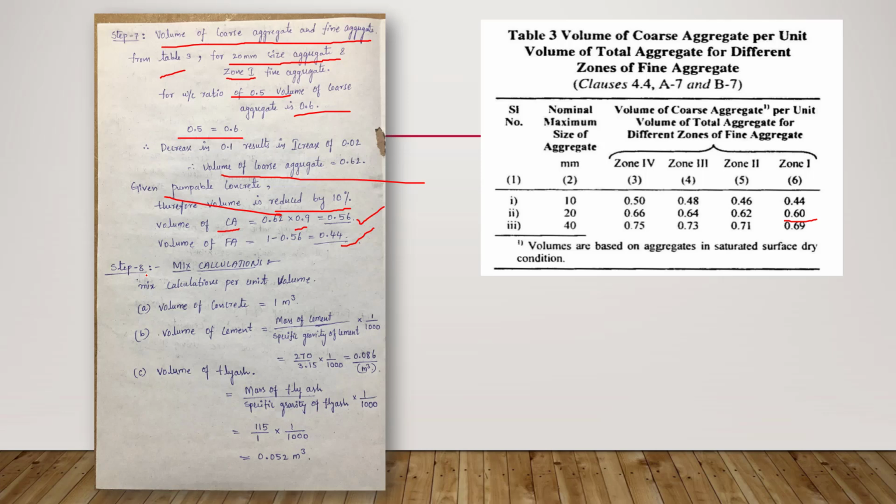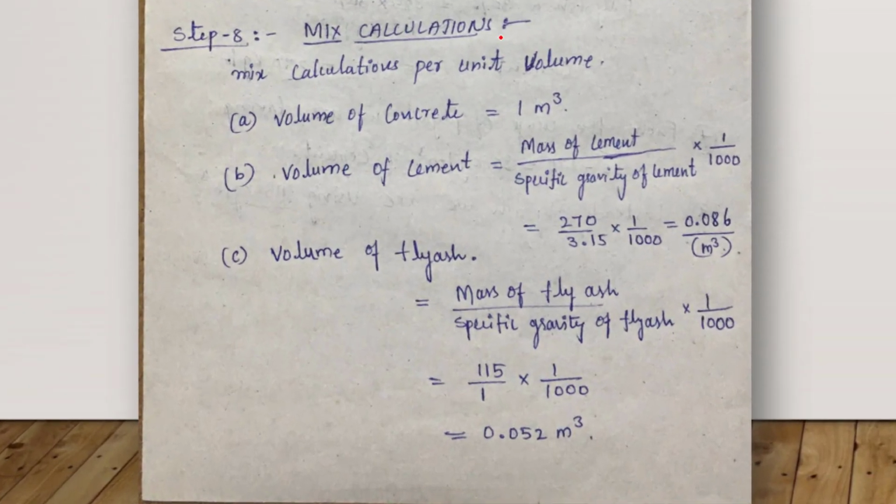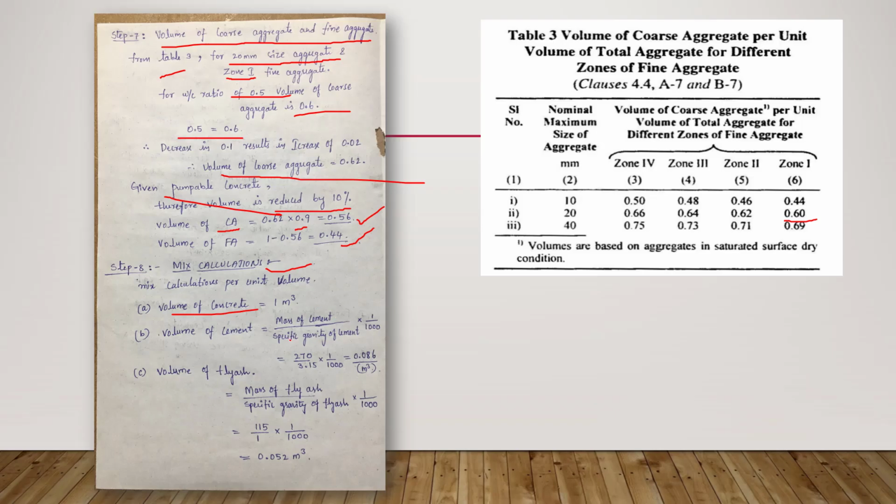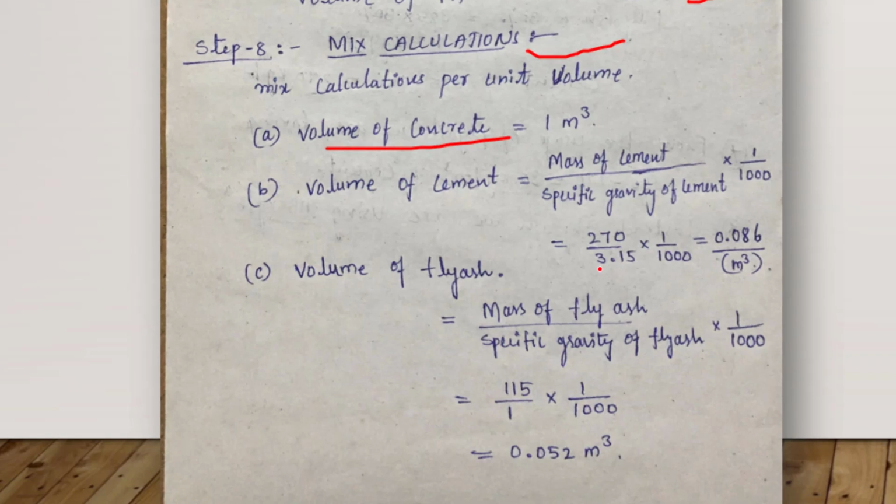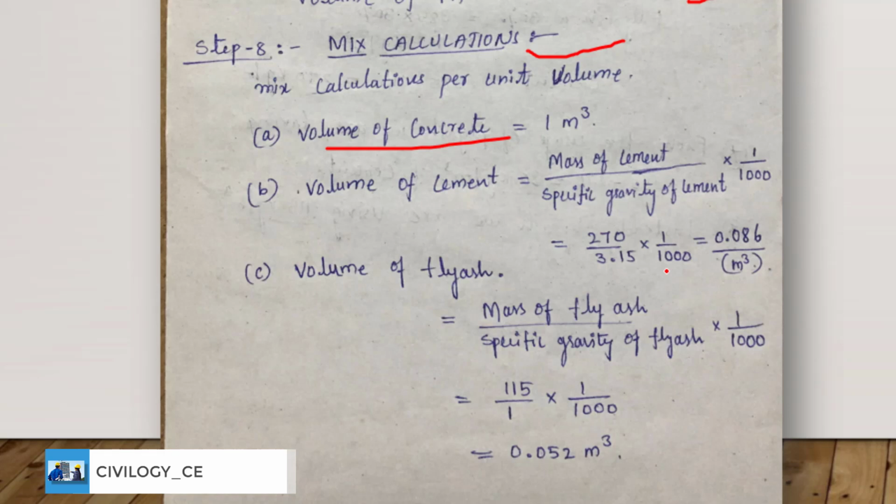Okay, in the next step we are going to discuss mix calculations. So mix calculations per unit volume. Remember unit volume: the volume of total concrete is 1 meter cube, and volume of cement is mass of cement by specific gravity of cement into 1 by 1000. Here mass of cement, from the previous step, is 270 by 3.15 multiplied by 1 by 1000. The 1 by 1000 is because we are finding for 1 meter cube of concrete. So 270 by 3.15 into 1 by 1000, we get 0.086.